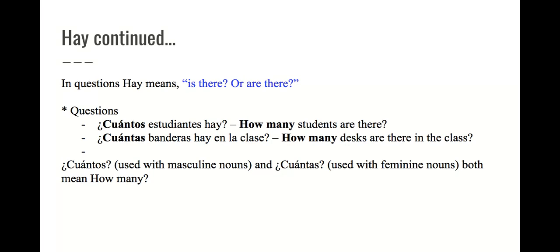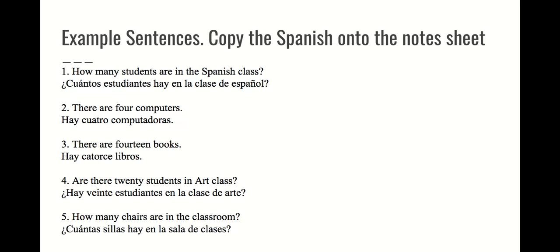Now we have 10 examples. These are what you're going to fill in on your notes. Okay, so number 1, how many students are there in Spanish class? And how are we going to say that in Spanish? ¿Cuántos estudiantes hay en la clase de español? So where you see is there, are there, that's where you're going to put the word hay when you translate it. There are 4 computers is just hay 4 computadoras.